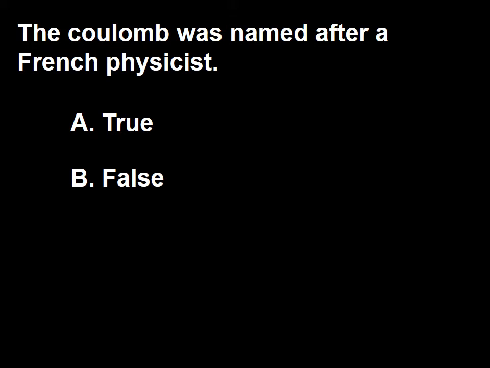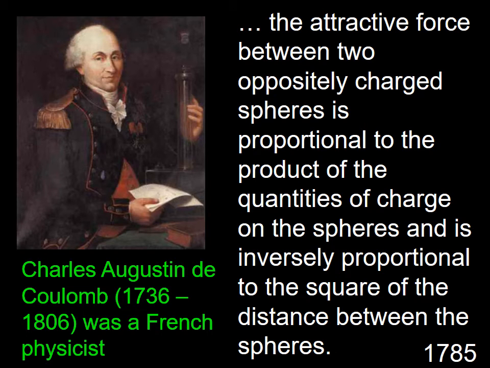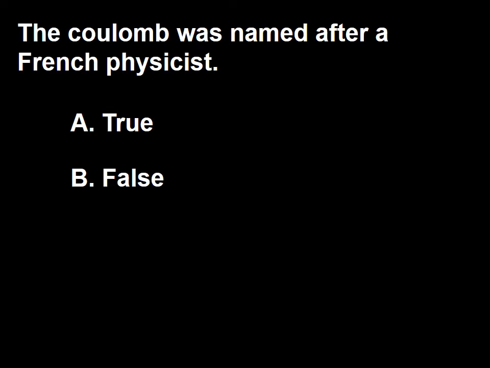The next question is, the coulomb was named after a French physicist. A, true. B, false. Take a moment to read the statements in this frame. I find it amazing that despite the crude instruments Charles Coulomb had to work with, he was able to be so precise. Notice that this statement was written in 1785. The answer to this question is A, true.